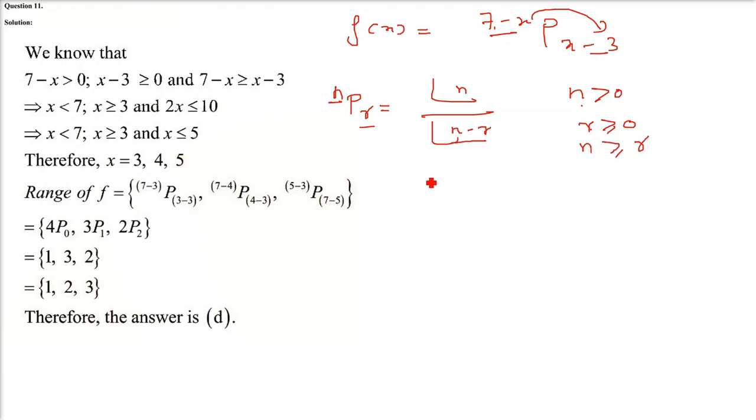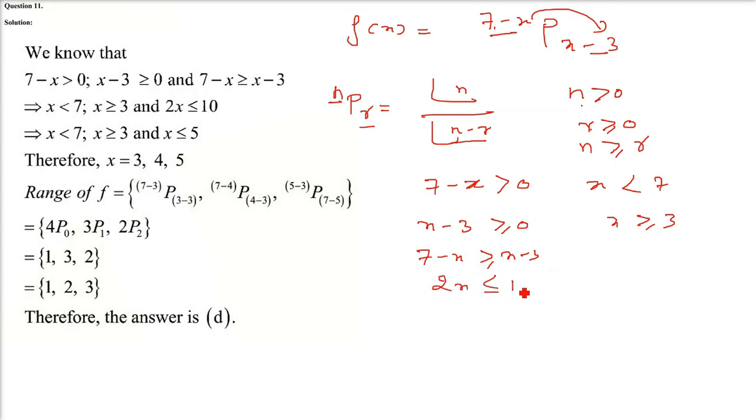So in place of n, write 7 minus x. In place of r, write x minus 3. So 7 minus x is greater than 0. From here you get x is less than 7. Then x minus 3 has to be greater than or equal to 0. From here you get x should be greater than or equal to 3. And then this third one, 7 minus x greater than or equal to x minus 3. What do you get here? You take x on one side, 3 on the other side, 2x is less than or equal to 10. Divide both sides by 2, you get x should be less than or equal to 5.